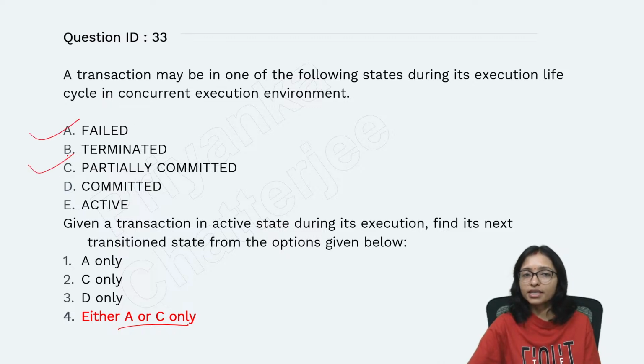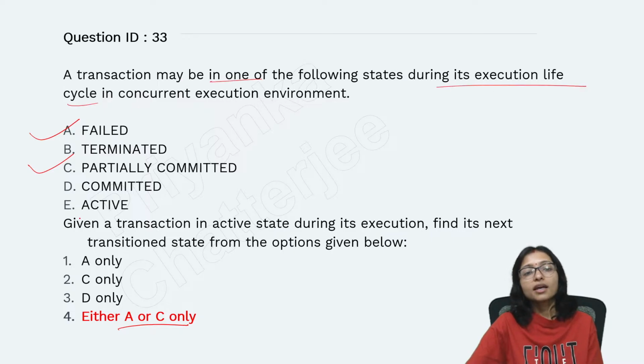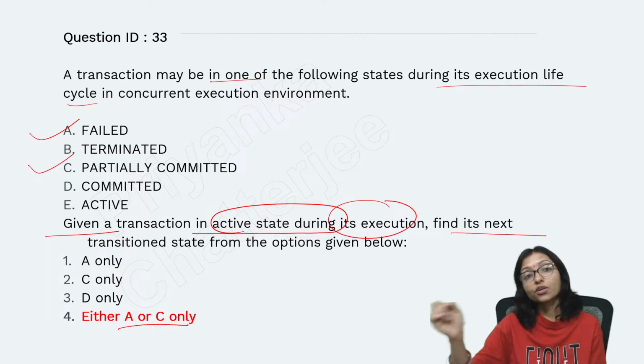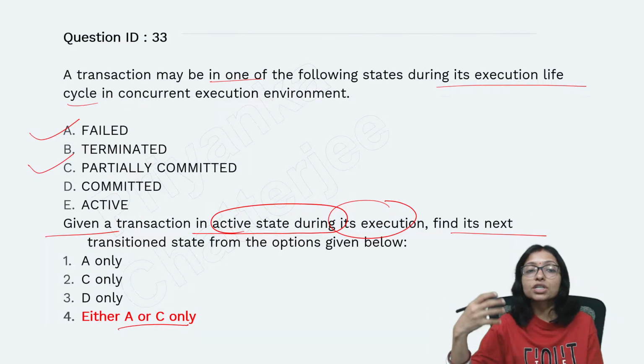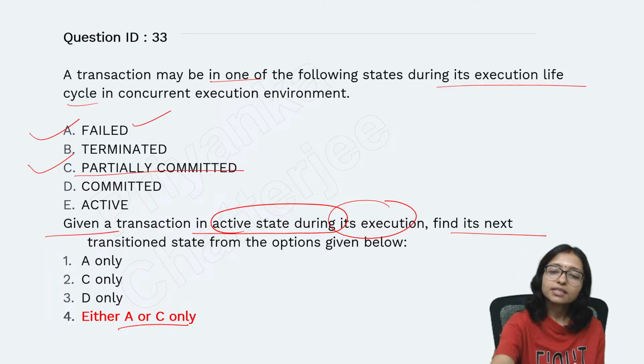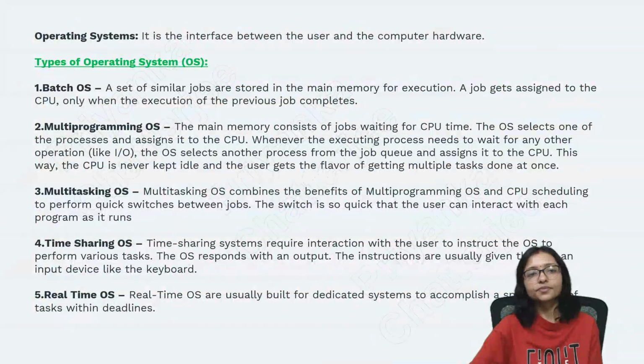Either A or C is possible, because the question is: a transaction is following the execution cycle, given that the transaction is in the active state in execution, find the next state. It was active. In this situation, what are the possibilities? Either it can fail or it can be partially committed. Either fail or partially committed. That's why your answer is this one.